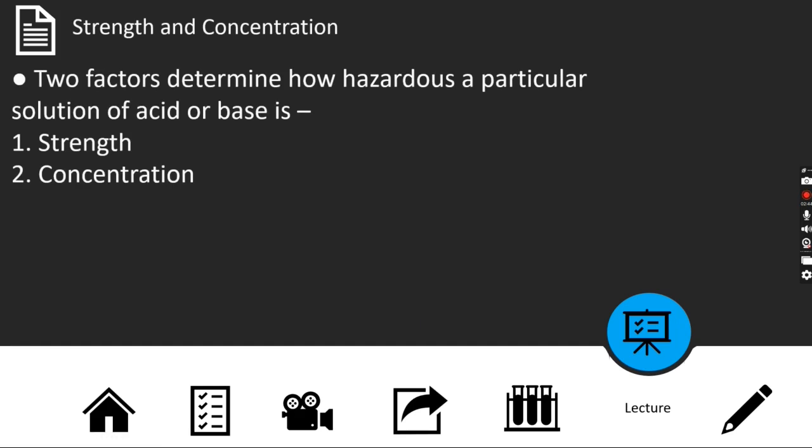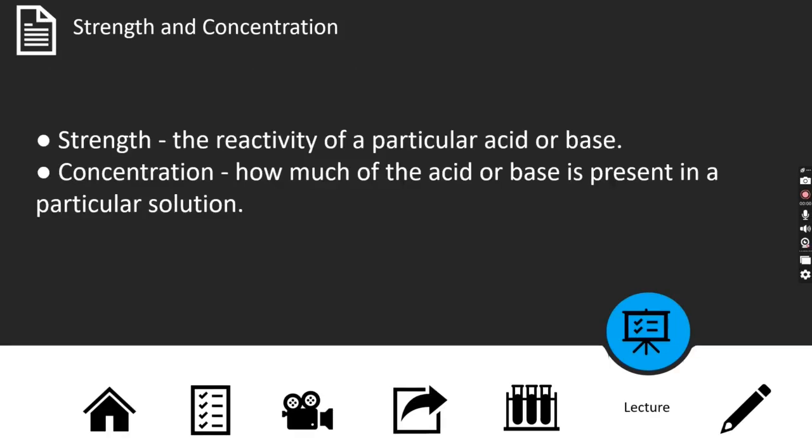Two factors determine how hazardous a particular solution of acid or base is: strength and concentration, both together. So what is strength and concentration? Strength is the reactivity of a particular acid or base. You can have something that's really strong and reacts fairly quickly. Concentration is how much acid or base is present in a particular solution.